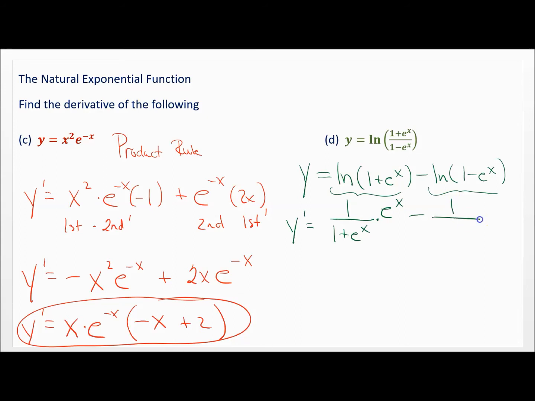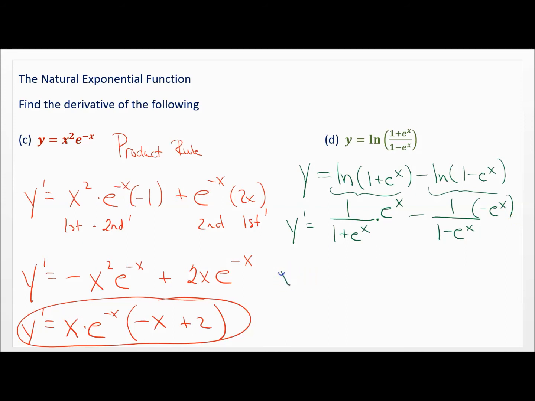Minus 1 over the inside again, right? 1 minus e to the x, and then times the derivative of the inside. So the derivative of 1 is 0, and the derivative of minus e to the x is minus e to the x. Now I had to put parentheses there because if I don't, it looks like I'm doing 1 minus e to the x, and that's a multiplication issue there.